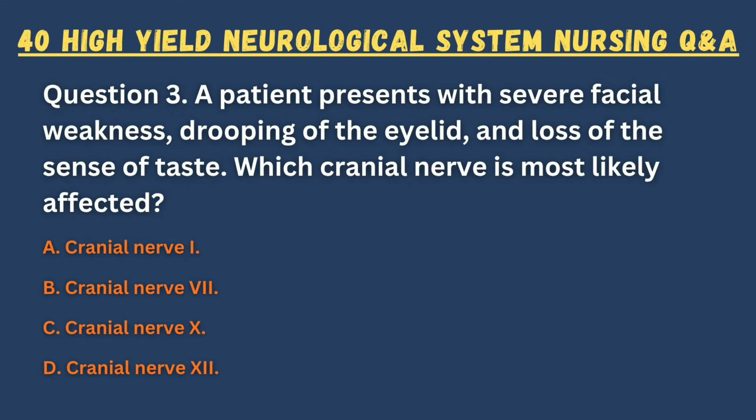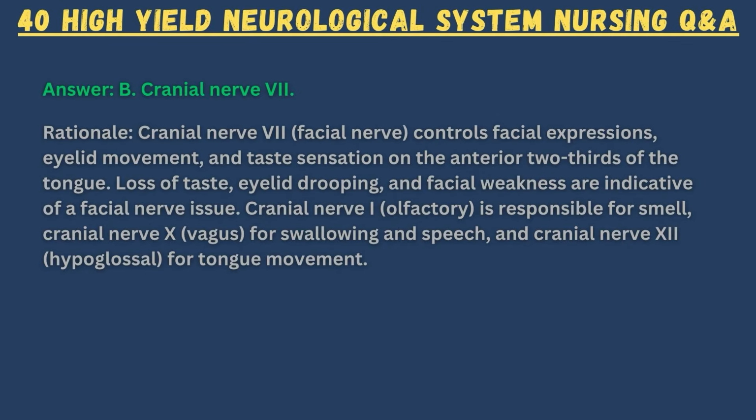Question 3. A patient presents with severe facial weakness, drooping of the eyelid, and loss of the sense of taste. Which cranial nerve is most likely affected? A. Cranial nerve I. B. Cranial nerve 7. C. Cranial nerve X. D. Cranial nerve 12. Answer: B.